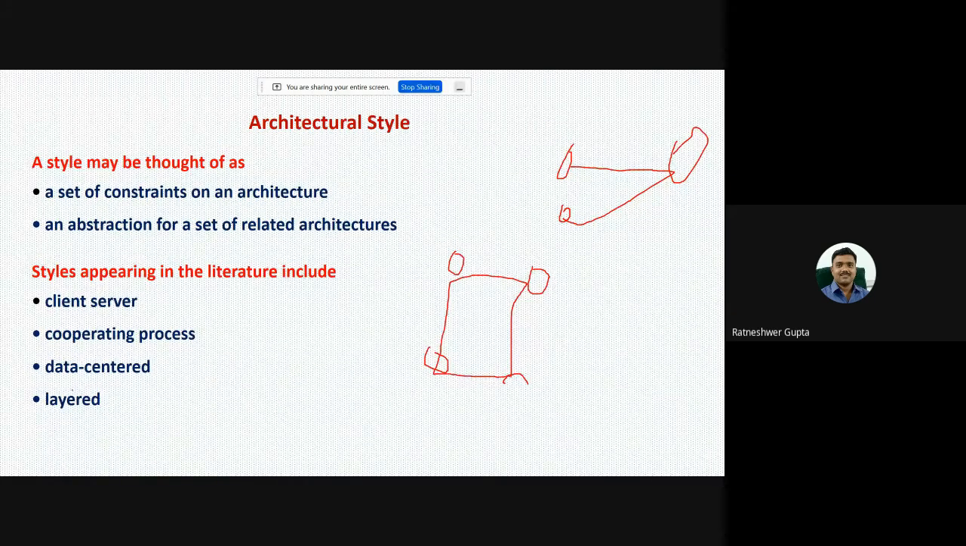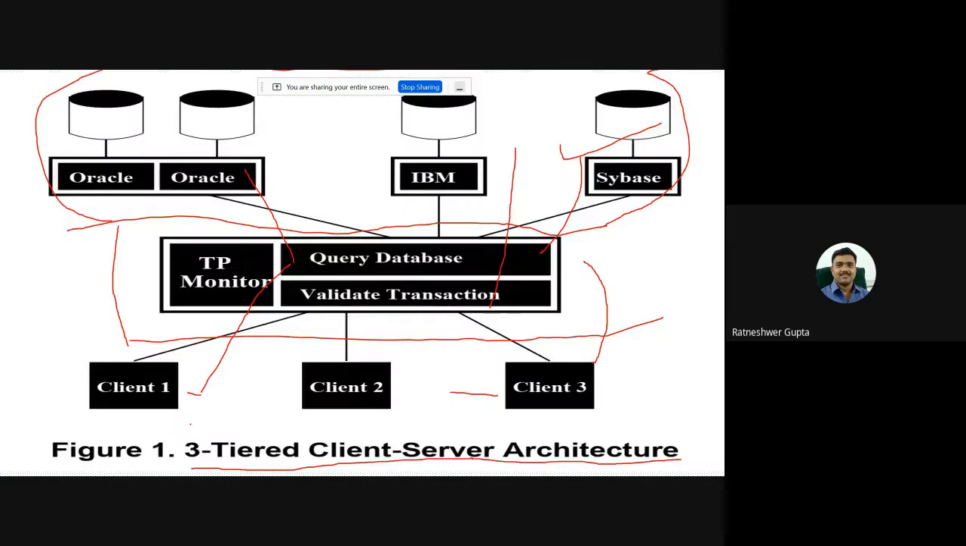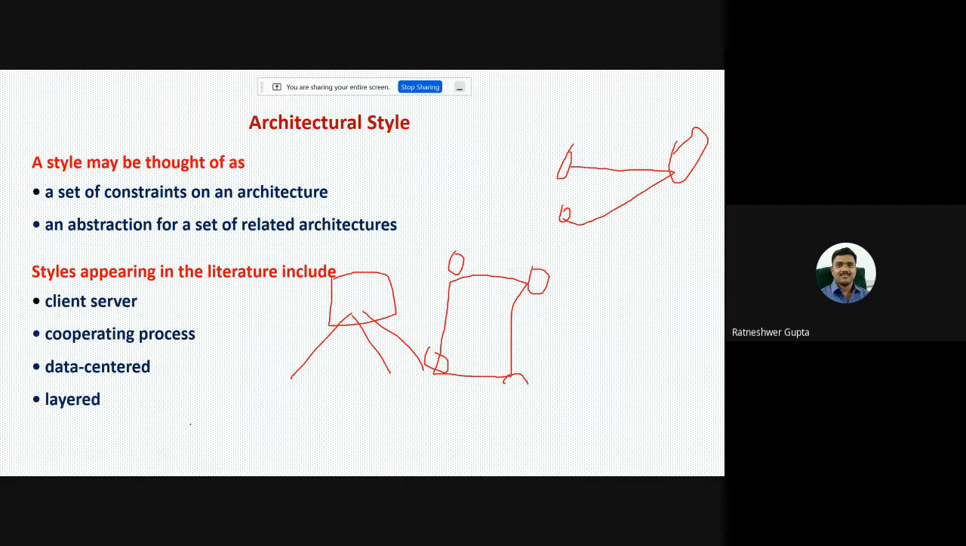Now there may be a data-centered architecture, where the data is at the center, and information is extracted from the data center. Another possibility is the layered architecture that we talked about, where we define the architecture in different layers. These are some of the examples. Apart from that, there are many other architectural styles, like pipe and filter, blackboard style, and so on.